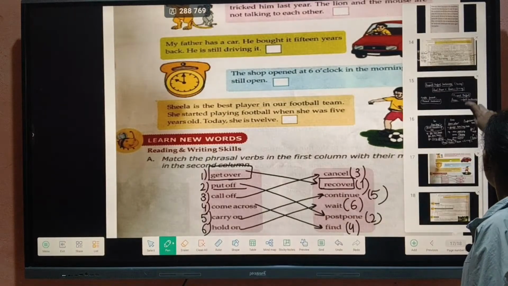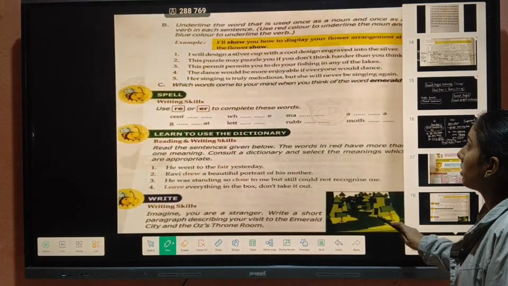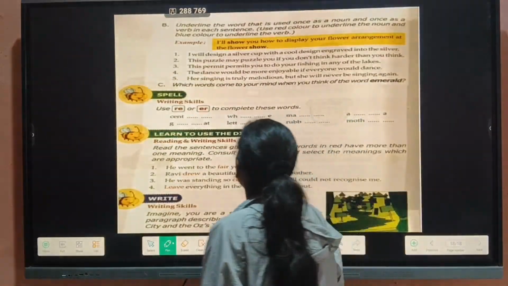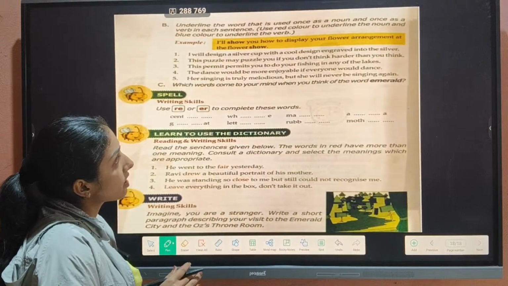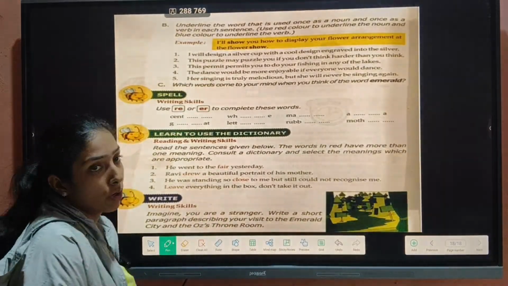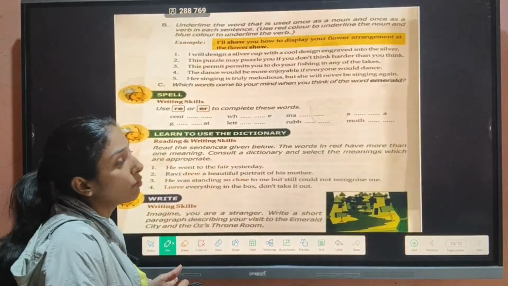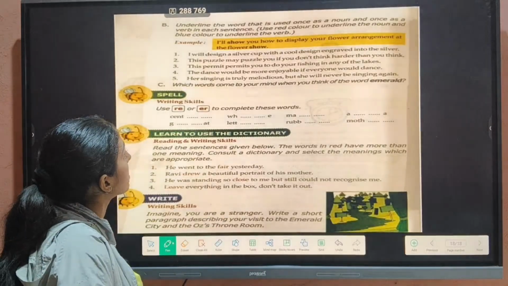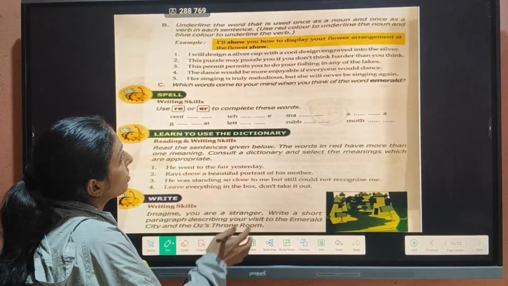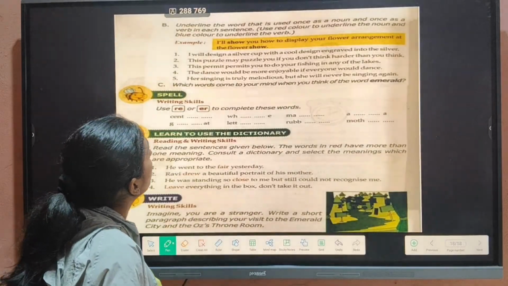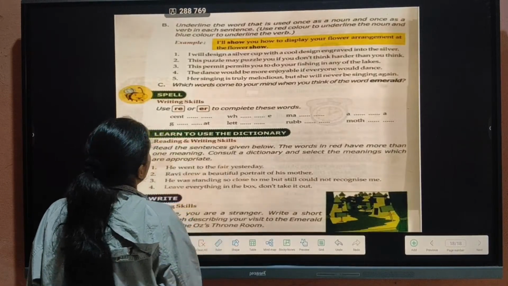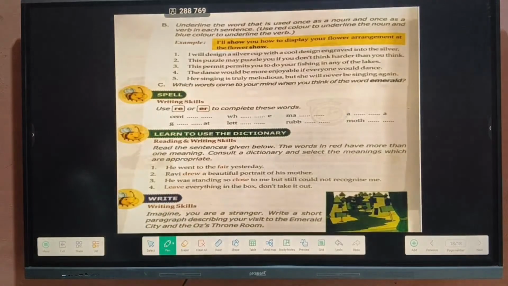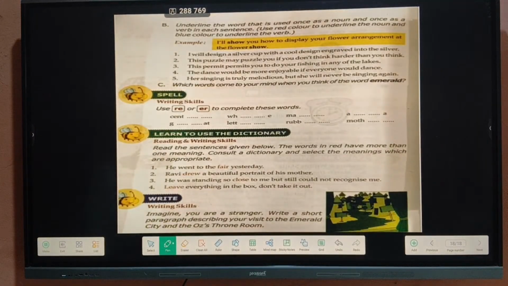Next, the last part. Here beta, you have to underline the word that is used once as a noun and once as a verb. There are such words, beta, which can be used as a noun and also as a verb. Use the red color to underline the noun and the blue color to underline the verb.